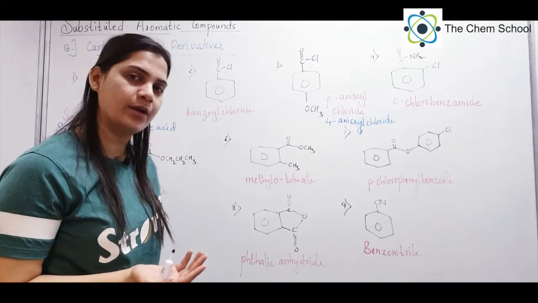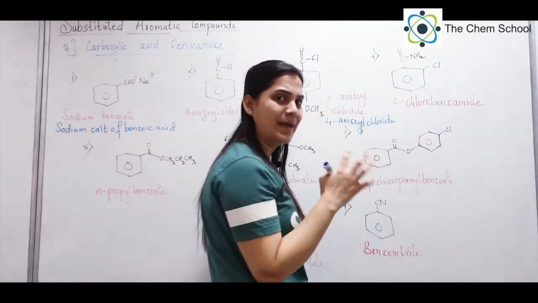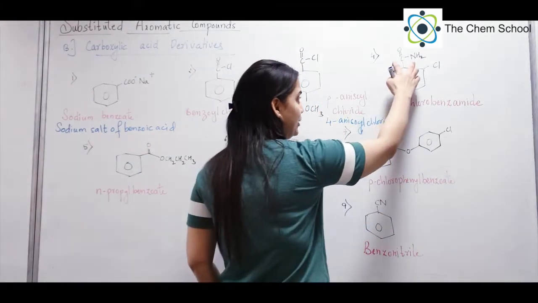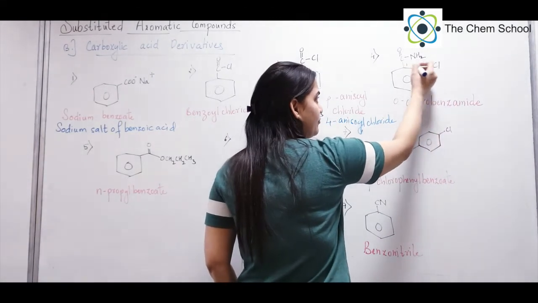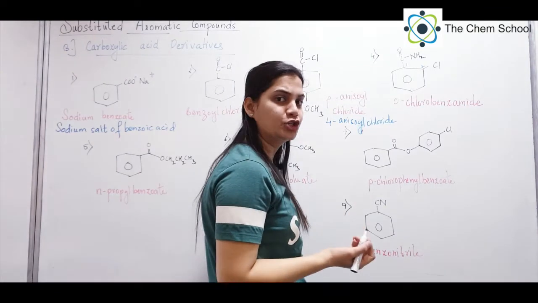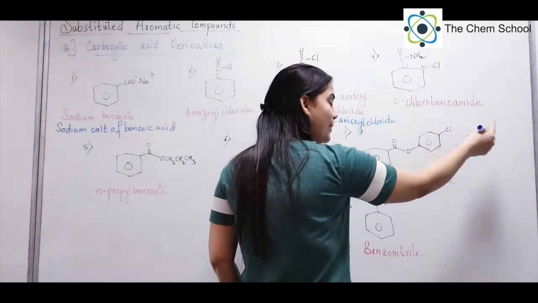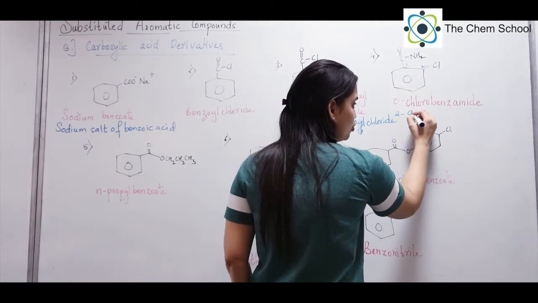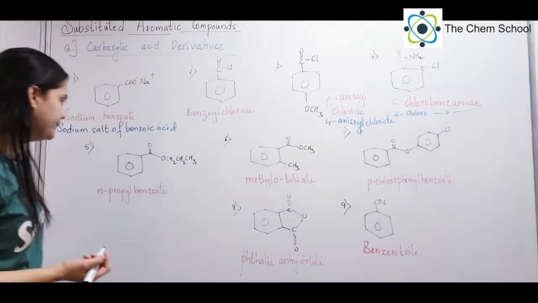Have a look at the next one. Now benzene with C double bond O NH2 is called benzamide because it is an amide group, right? So this is benzamide. But now you can see that with respect to this, the second position is chloro, and the second position is ortho. So you can say it is ortho-chlorobenzamide, or you can also say 2-chlorobenzamide. Both are correct again.